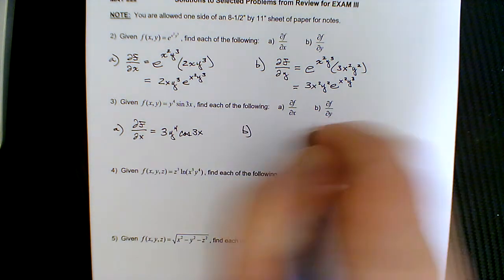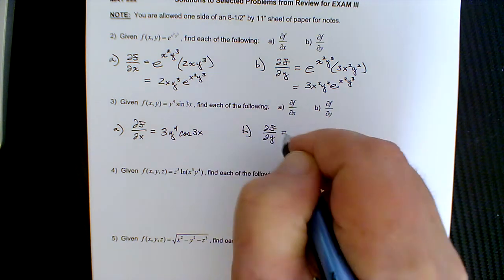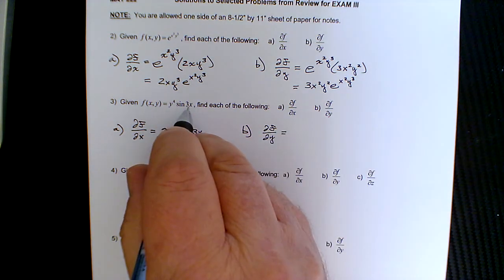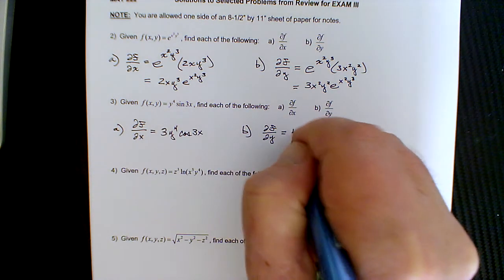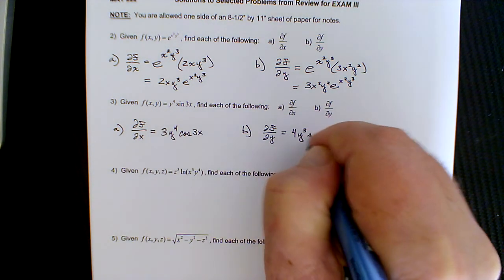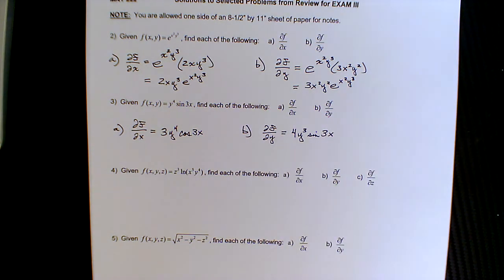And then for part B, partial with respect to y is going to be the derivative of y to the 4th, where x is held as a constant. That's 4y cubed. And the sine of 3x tags along as a constant.